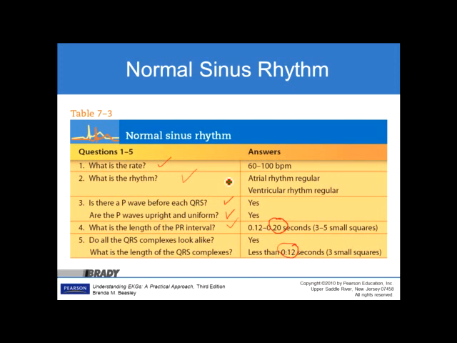So again, what's the rate? What's the rhythm? And this is both atrial and ventricular. Is there a P wave before every QRS? And are they PURU? P waves, upright, round, and uniform. And what is the length of the PR interval? It should be less than 0.20 seconds. Do all the QRSs look alike? If the answer is yes, then what is their length? And the length of those should be less than 0.12.